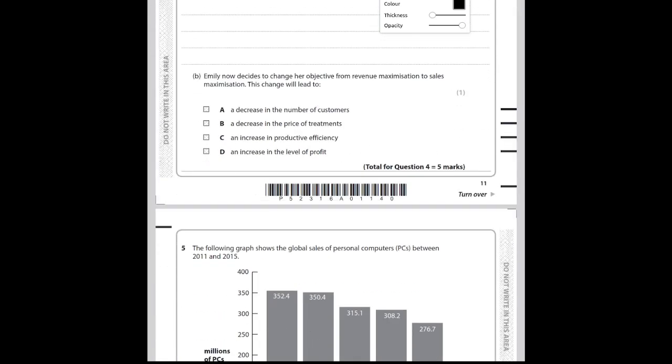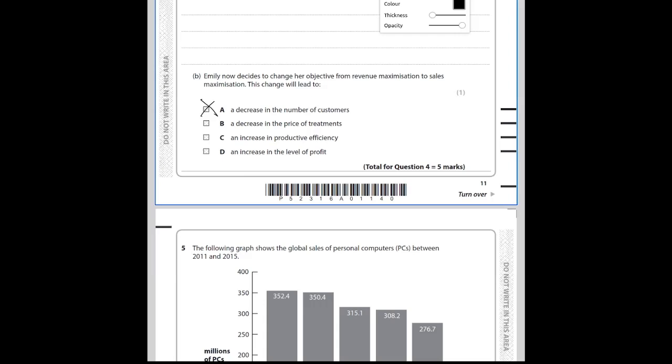Question B says, Emily now decides to change her objective from revenue maximization to sales maximization. This will lead to, A, a decrease in the number of customers. No, because again, the core focus with sales maximization is maximizing output, which is a little bit different from maximizing revenue, because generally you maximize output by decreasing prices. There will come a point where you are reducing your revenue while still increasing your number of customers.